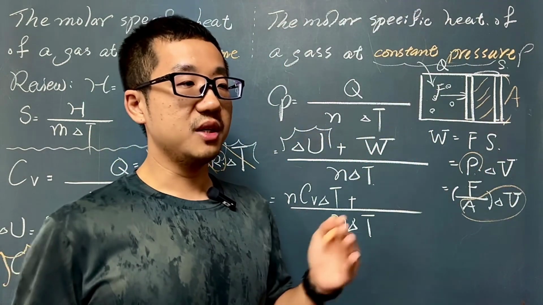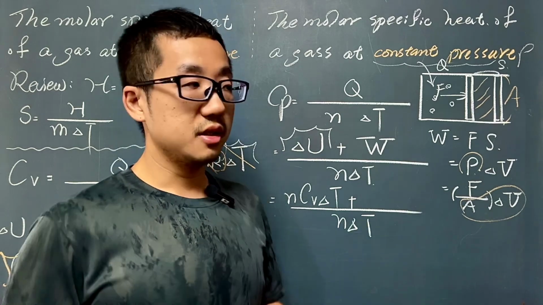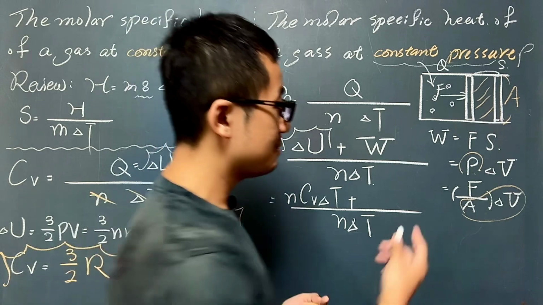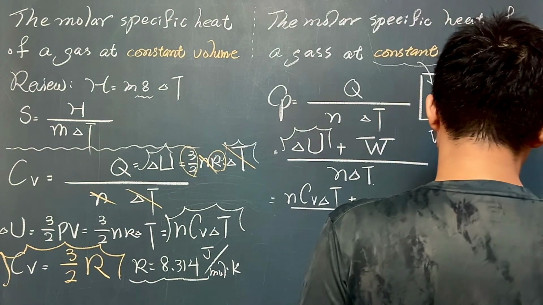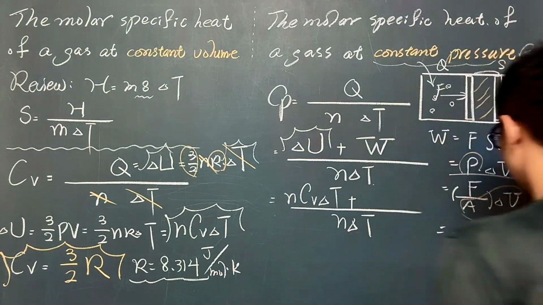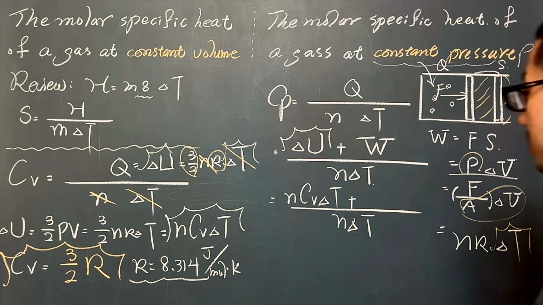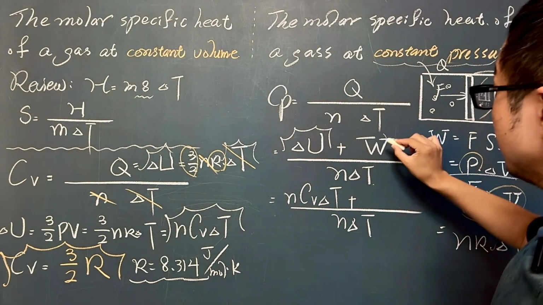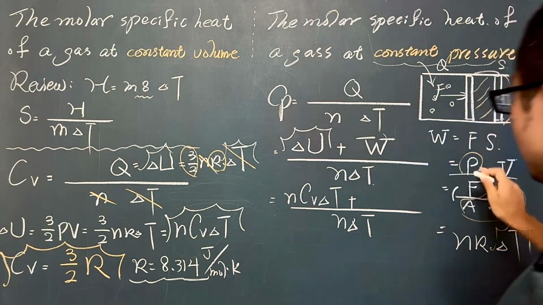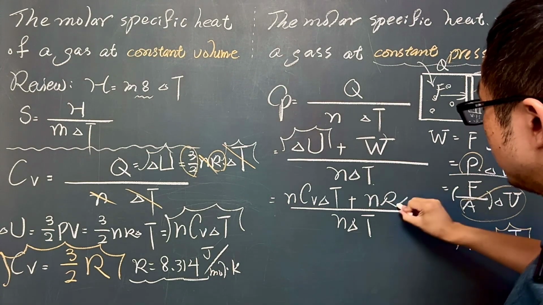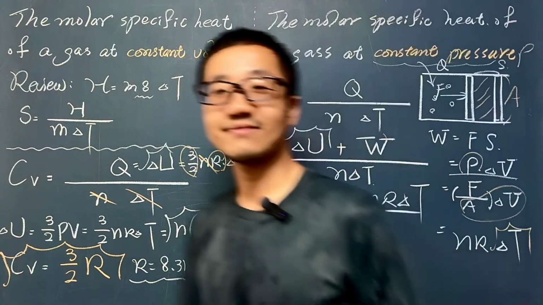Do you remember that PV equals nRT? So if P is a constant and n and R are constants, then P times delta V is definitely nR times the change in temperature. So I can express the work that needs to be done to the outer system as P times delta V, and also equal to nR times delta T.